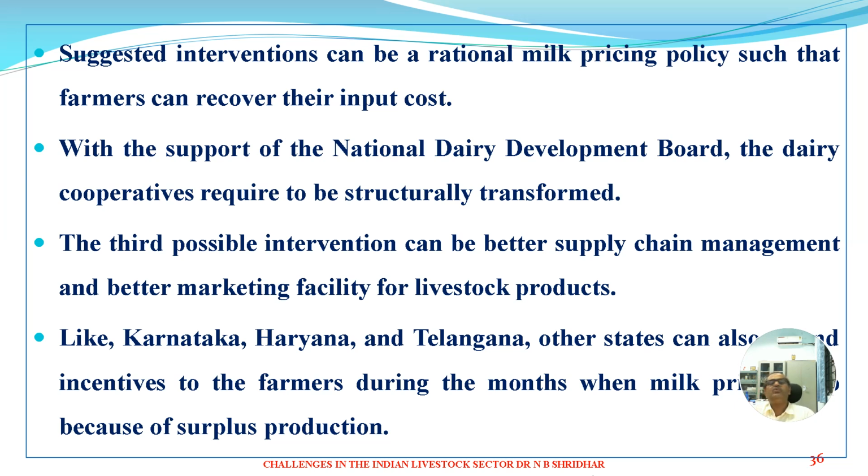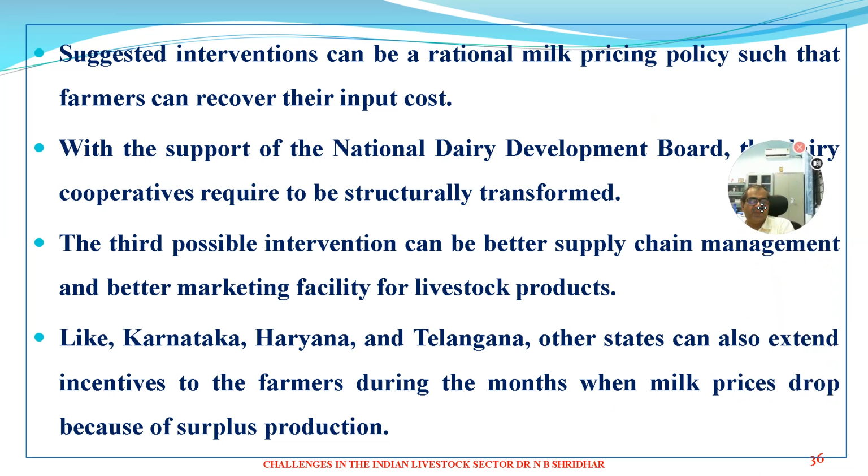Then how to increase this milk yield? The NDDB, National Dairy Development Board, through several cooperative societies, is also trying to improve these standards. Karnataka, Haryana, Telangana, and other states are also giving incentives. In Karnataka, there is a 5 rupee incentive per liter of milk produced by a farmer, given from the state exchequer. This is also present in Haryana and Telangana. They extend the initiative. Other states do not.